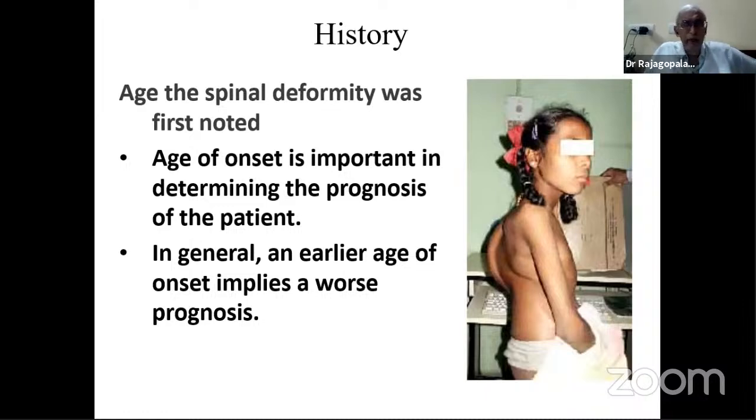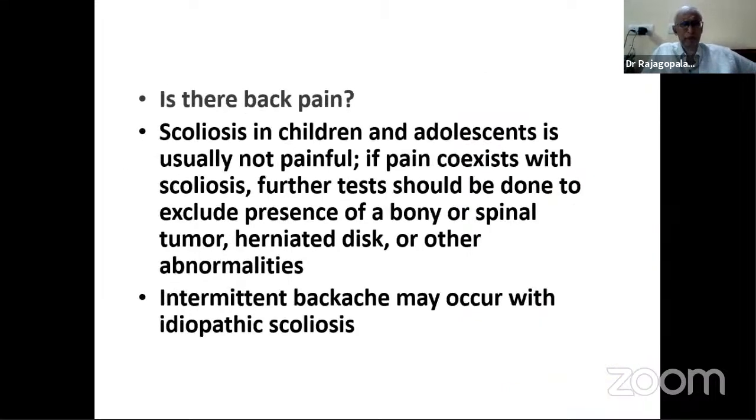And an important thing about the age. What is the importance of age? Age at which the spinal deformity was noticed. One, I told you, if it is from very early age, or if they had a problem from birth, then you know it's a congenital one. But even in others, you can have progression. The younger the patient, the worse the prognosis, as far as treatment and progression are concerned. This is a very important thing.